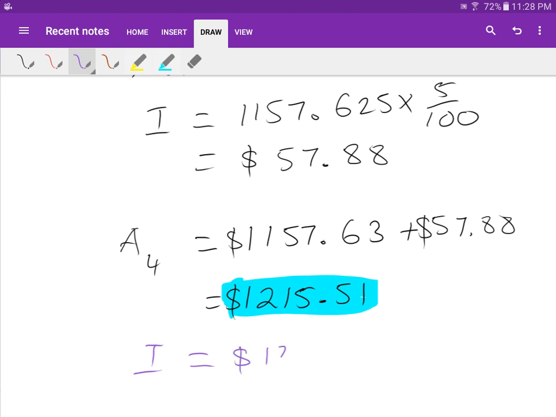In other words, if I want to find out how much interest I earn, I go 1,215.51 minus 1,000, which is how much I put in the bank. The difference is the interest that I earn: $215.51. That's how much I earn at the end of the 4th year.